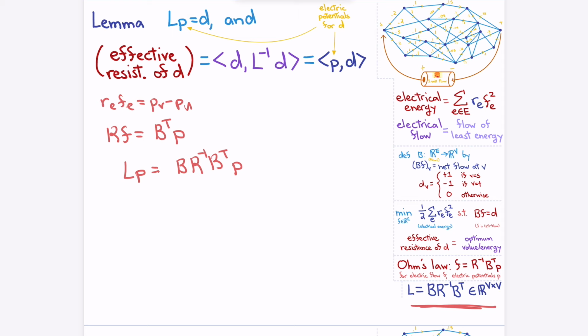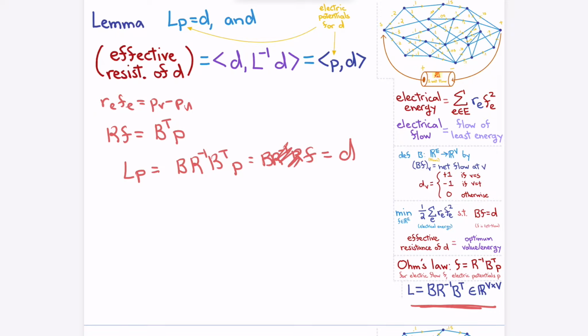You substitute R. Okay, so we can do that. BR minus 1 RF. These R's cancel out. And then what does BF give you? It gives you D, right?